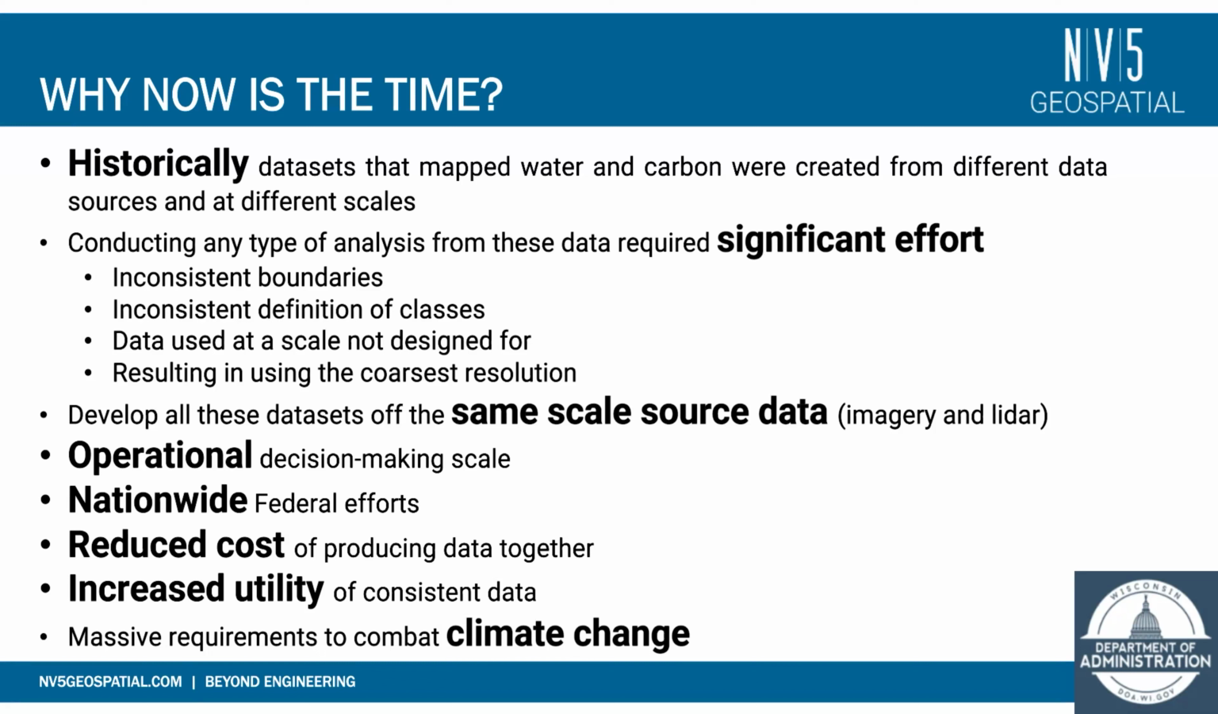We have the ability to create this data set at an operational decision-making scale, so land cover at a high resolution, rather than 30 meter. We can do it nationally because it links with mandates and objectives of federal agencies. If we do it together and use the technology that is available now, we can reduce the cost and increase the consistency and therefore the utility. And we all need to think about that because we are facing significant stress as a result of land cover and climate change. Next slide.